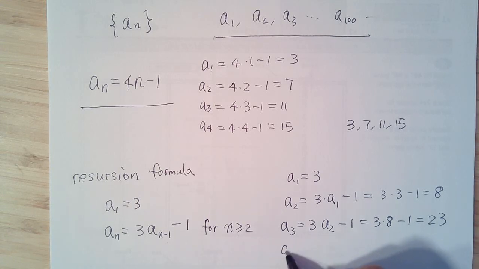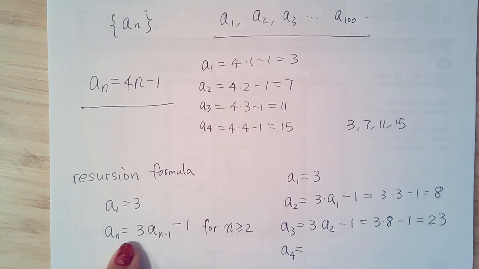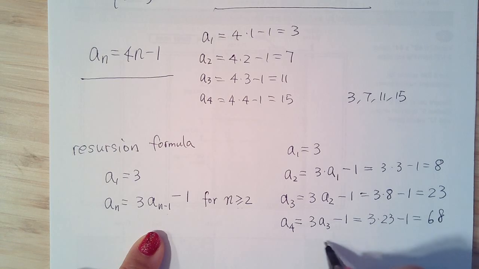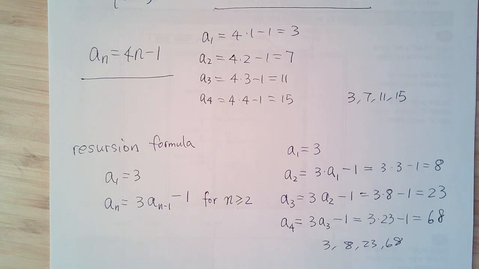Are you ready for the fourth term? The fourth term will triple the third term minus 1. So 3 times a3 minus 1. And so that's 3 times 23, which is 69. Minus 1 is 68. So the first 4 terms look like 3, 8, 23, 68. That's the first 4 terms.